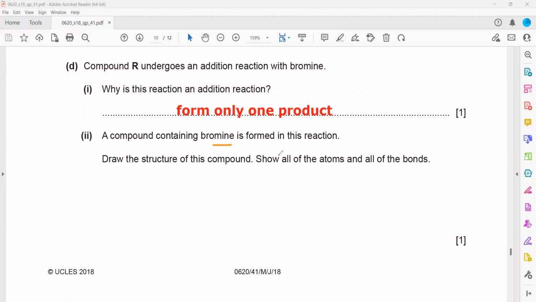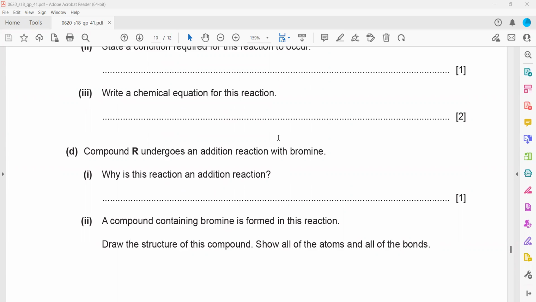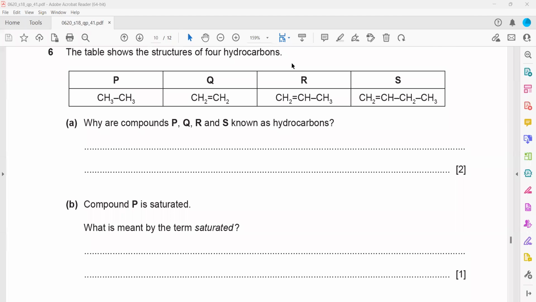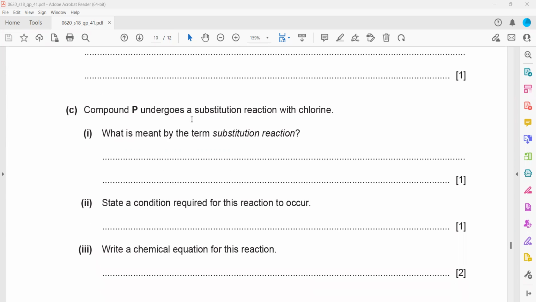Draw the structure of this compound. So compound R is reacting with bromine. So this is R. Whenever a reaction occurs, always remember the double bond will turn into a single bond, and the 2 atoms which are added will add to each carbon which had the double bond. And we have to draw all the atoms and all the bonds. So we draw the same structure.